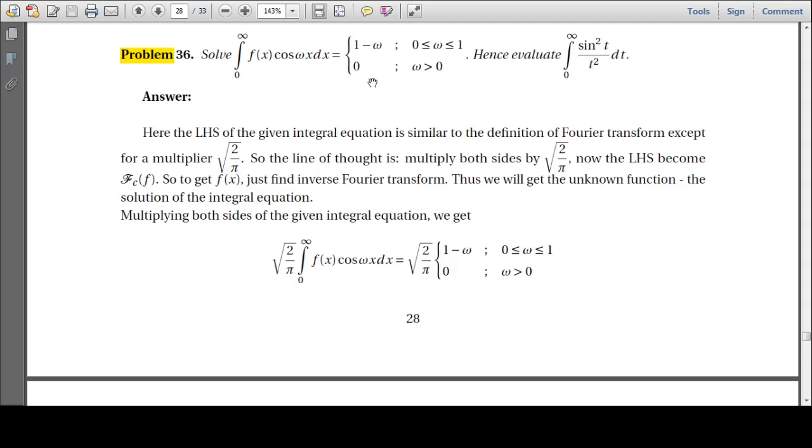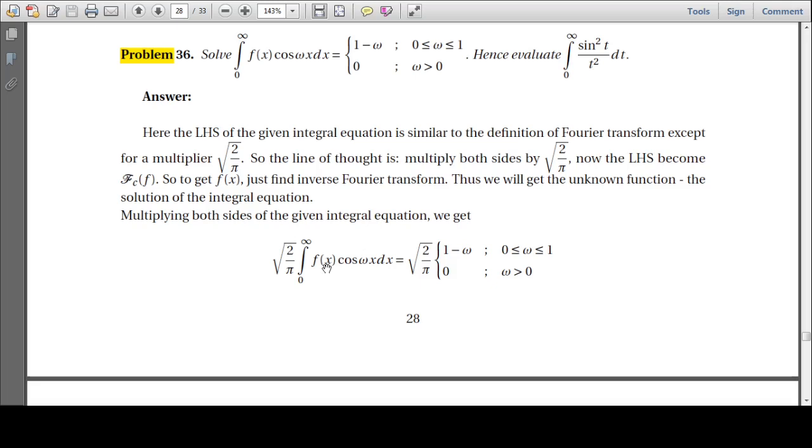So this equation is called an integral equation. We are going to solve this integral equation. Now we look into the left side. The left side of this equation is similar to a familiar transform. If we multiply left side and right side by root of 2 by pi, here we get root of 2 by pi integral 0 to infinity f of x cos omega x dx. This part is called the Fourier cosine transform of f of x.